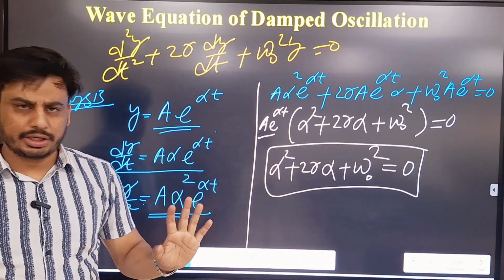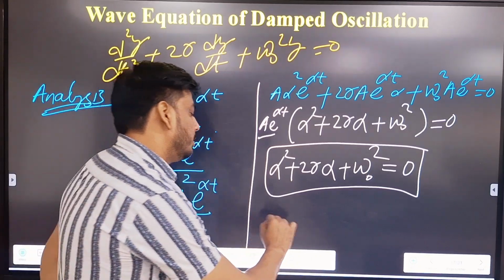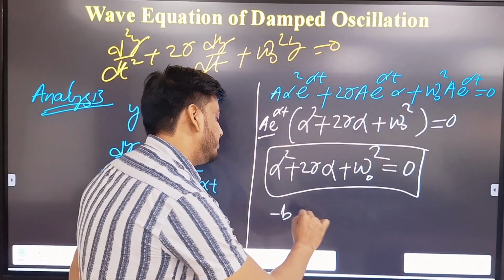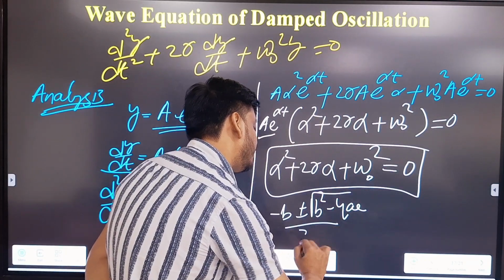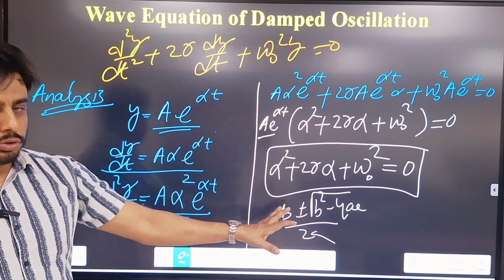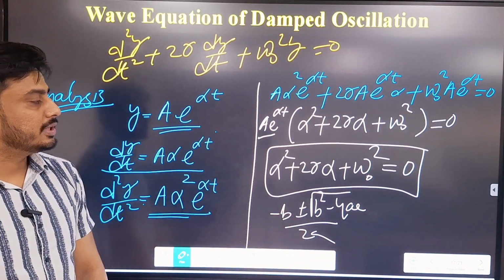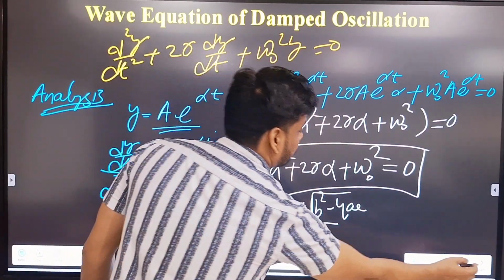This is just a quadratic equation. For a quadratic equation, you must have remembered the formula: minus b plus or minus the square root of b square minus 4ac, divided by 2a. This is the root. To calculate the root, we have to use this formula. So on the next page, we will calculate this.